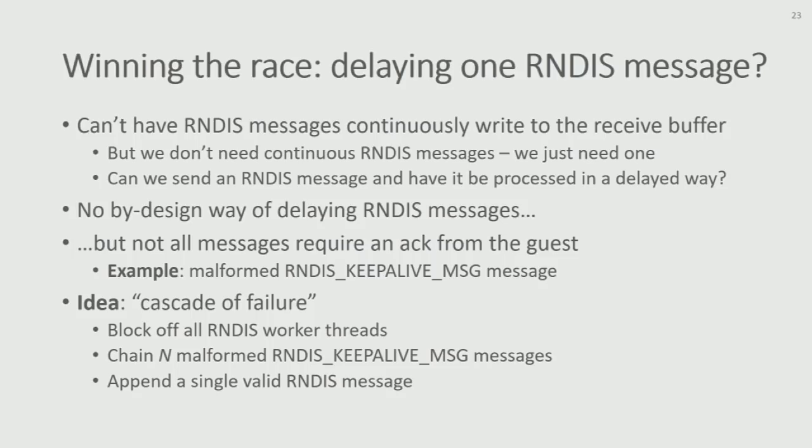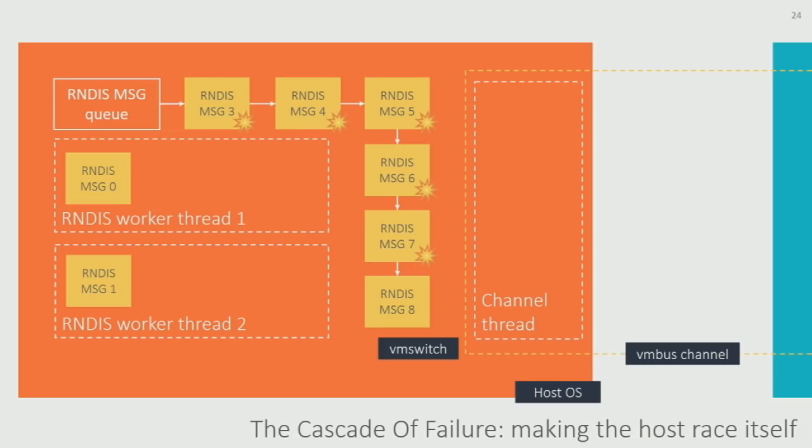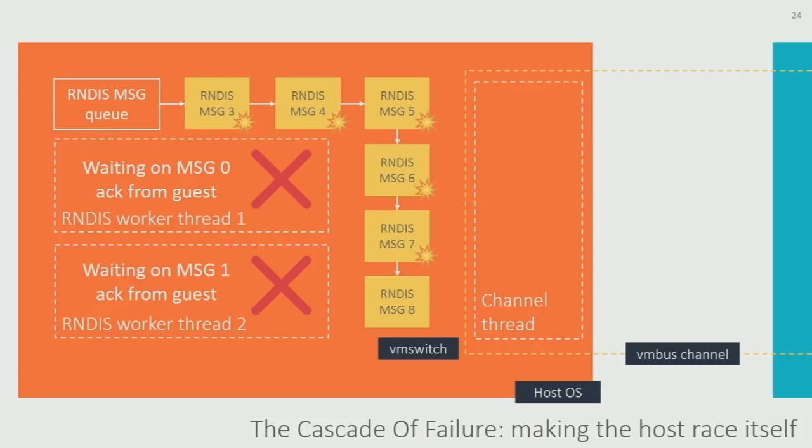And the only difficulty then is we need to be able to control when that message is going to be written to the receive buffer. But if we are able to have an arbitrary number of messages fail before that, then we'll be fine. And so trying to visualize that, imagine each worker thread is already handling an actual valid message. It's going to handle it, send it back to the guest, and then it's going to be blocked.